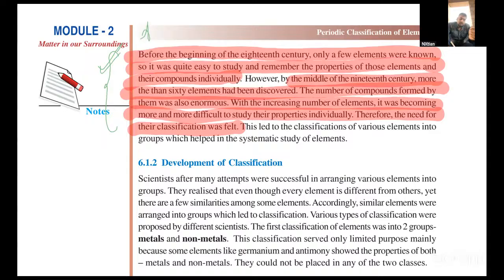So this is the answer to why we need classification of elements. Did you understand? This is important because sometimes they ask why we need classification. We need classification because there are too many elements now, and we need classification to remember their properties.